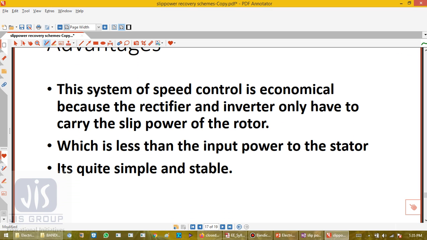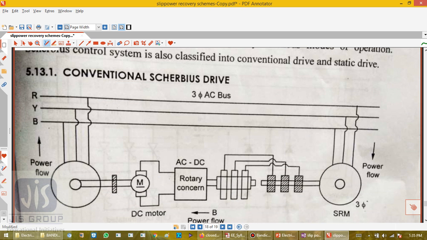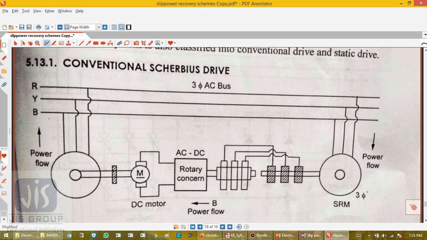This system of speed control is economical because the rectifier and inverter only have to carry the slip power from the rotor, which is less than the input power to the stator, and it is a quite simple and stable method. Okay, and this is the conventional Kramer's drive.